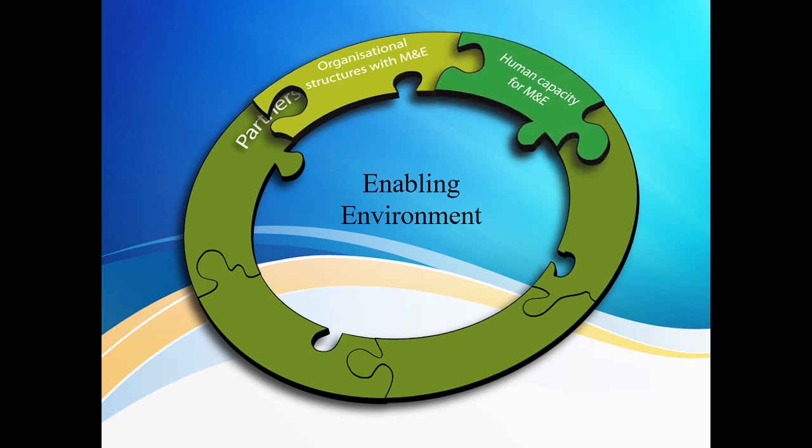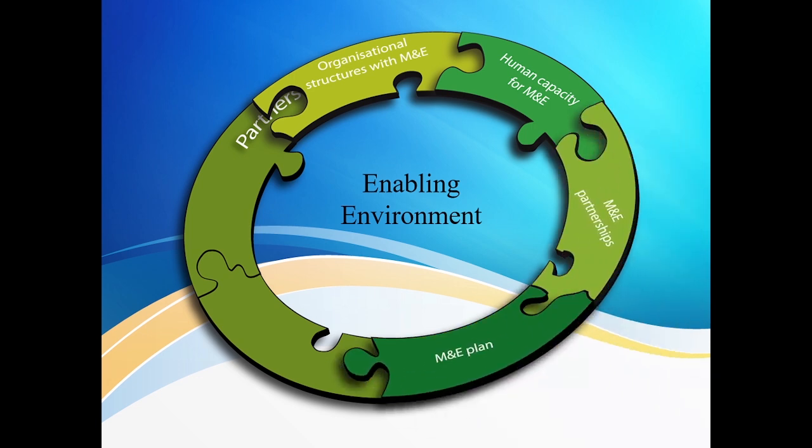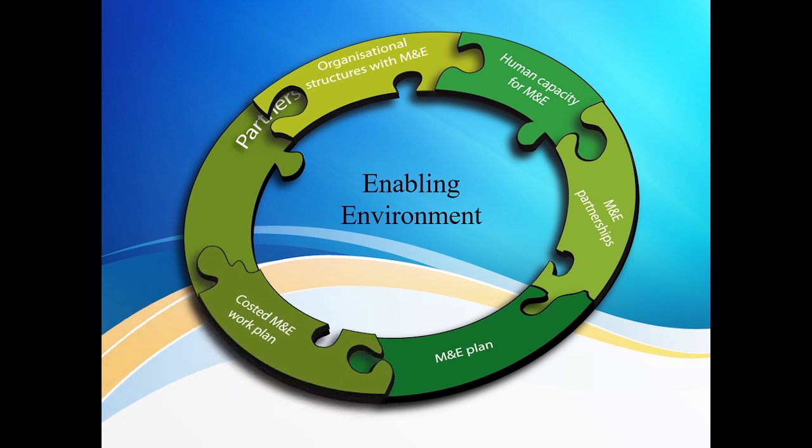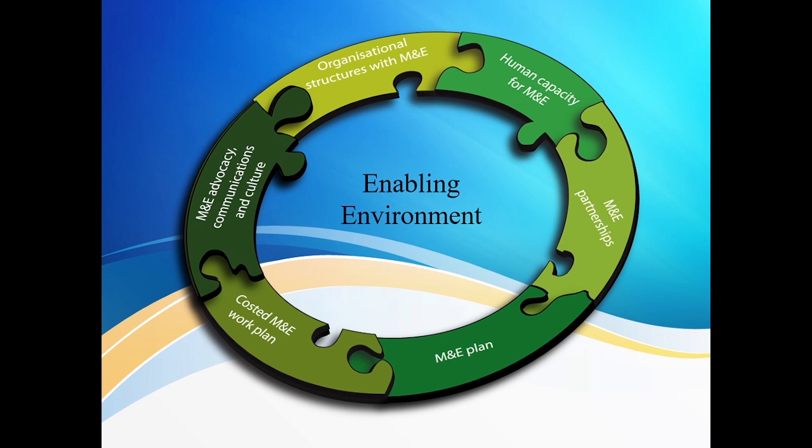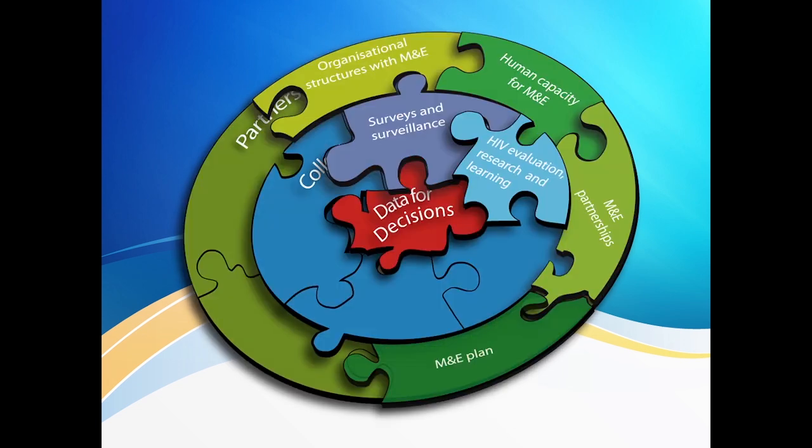With M&E, I explained those components. The human capacity, you need people, partnerships, the M&E plan. It's a document showing the whole process of M&E. The costed M&E work plan, you need people and partnerships, and in M&E advocacy communications. These all help to create an enabling environment for the monitoring and evaluation system to function effectively.